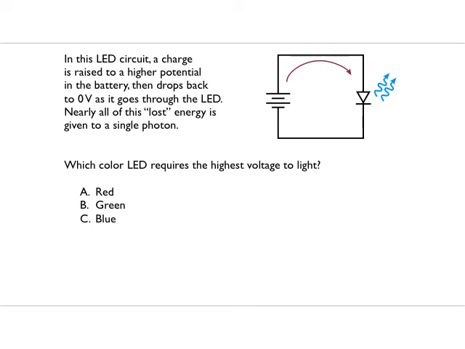If I dial it back, and I imagine doing this not with blue light, but with red light. Red light has photon energies that are more like 2 electron volts. So I have 2 electron volt photons being given off. The electron loses 2.0 electron volts of energy as it goes through the LED. So as a consequence, I need a battery or a power supply with about 2 volts. So higher energy photons are going to require a higher voltage. Highest energy is going to be the blue ones.